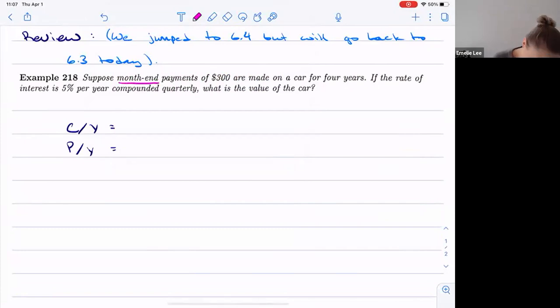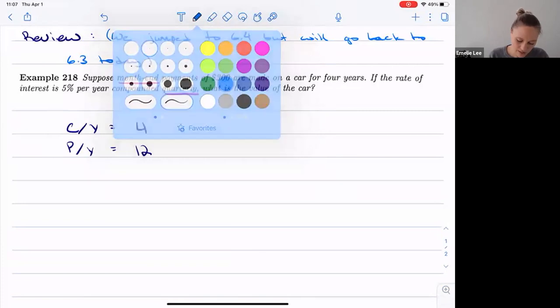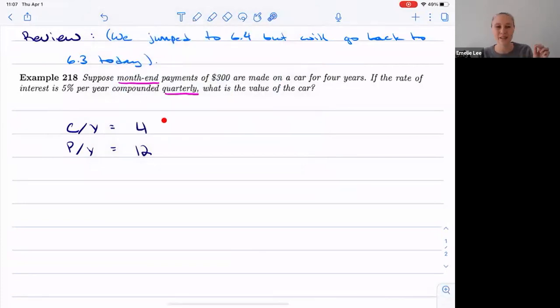So I've got month-end payments, okay, and I'm compounding quarterly. So these are not the same. My compounding is quarterly, so 4. And my payments are monthly, so I'm making 12 payments per year. And just as a note, you're currently compounding quarterly, so that's going to be your F1. And you want to be compounding monthly, so that's going to be your F2.